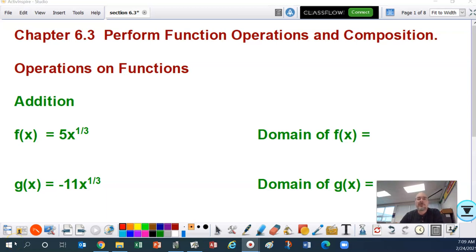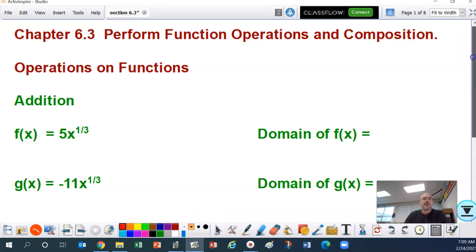We are on chapter 6.3. We're going to perform function operations and composition, and we're also going to talk about the domain of a function. All right, let's get started, ladies and gentlemen.